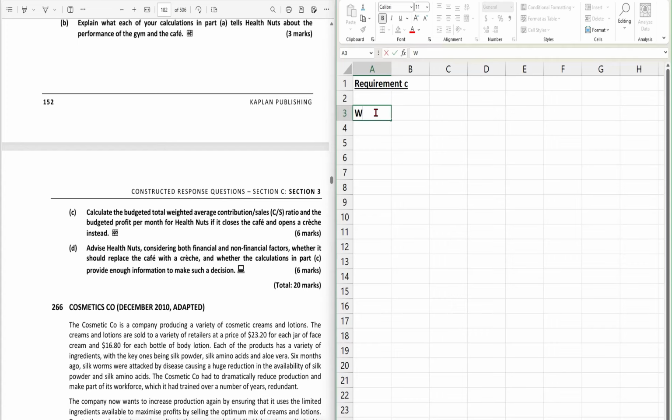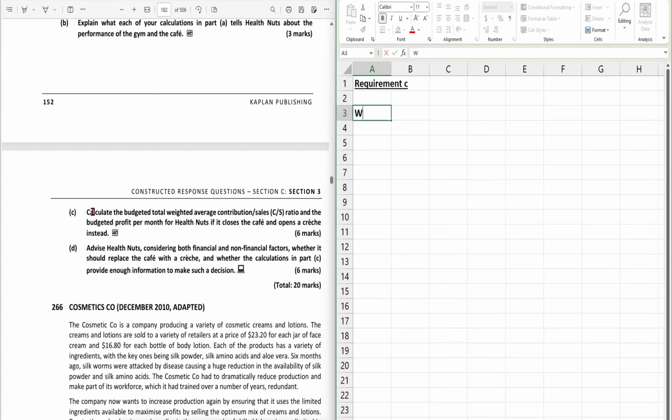While reading the requirement, try to read it twice or three times. Calculate the budgeted total weighted CS ratio and the budgeted profit per month. So here we need to calculate two things. If we read the requirement only the first time, we will miss the second part of the calculation, and you won't get full marks if you miss it out. So reread the requirement two or three times so that you have an idea what the question is asking. The next thing is the question asks to calculate, not to explain, so don't waste your time explaining unusual things.